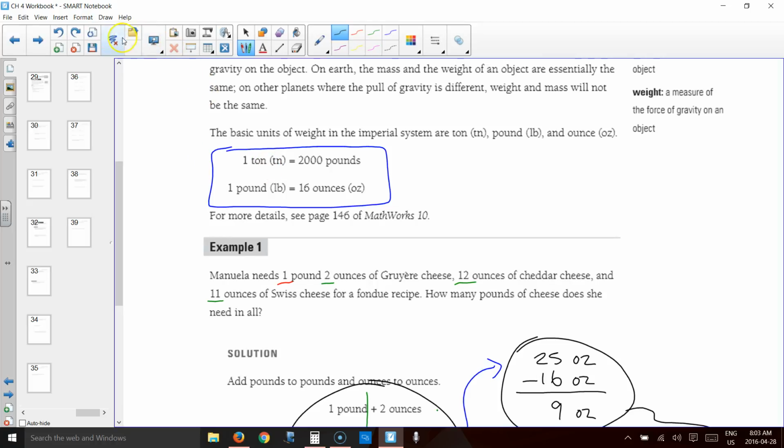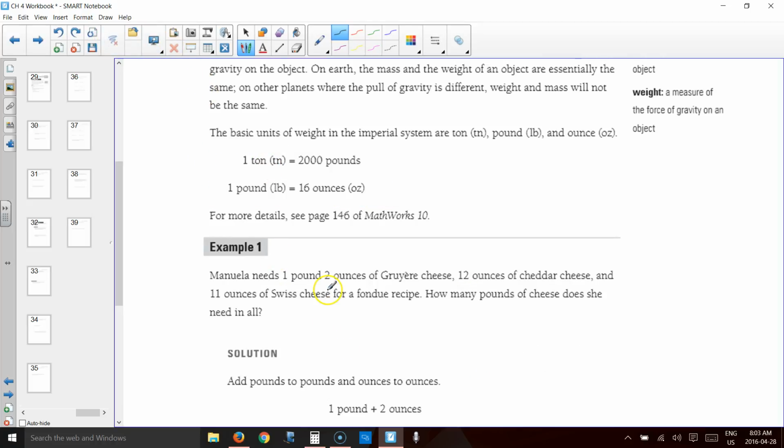And I'm simply going to look at what's written here. We've got 1 pound, 2 ounces, and then 12 ounces and 11 ounces. The question wants to know how many pounds of cheese, not how many ounces of cheese. But let's just turn everything to ounces real quick. I'm going to turn this into ounces so that everything is in ounces.